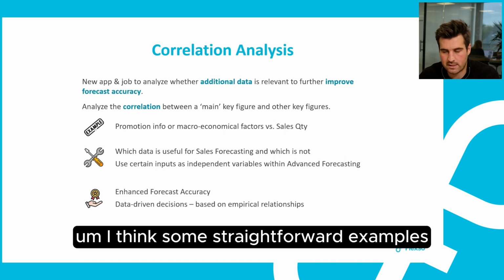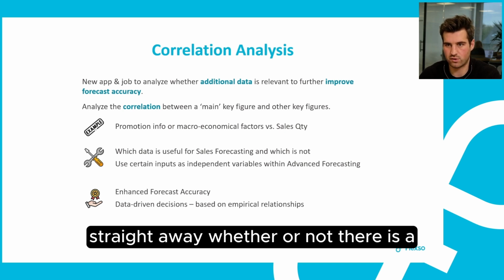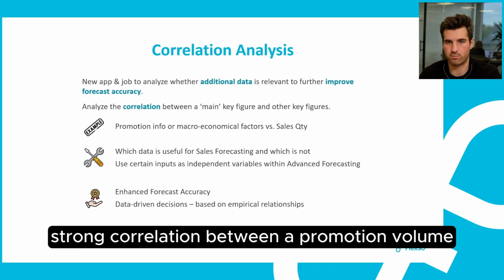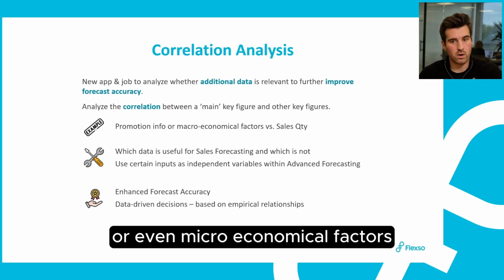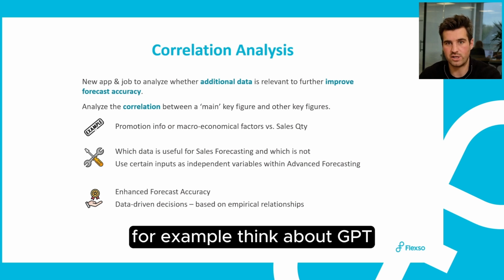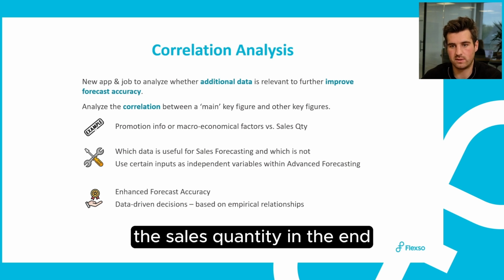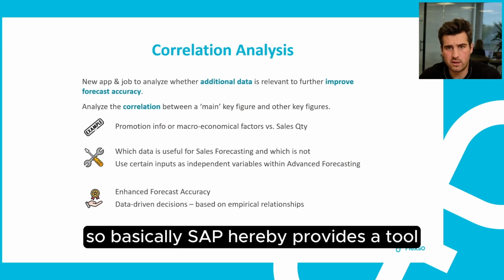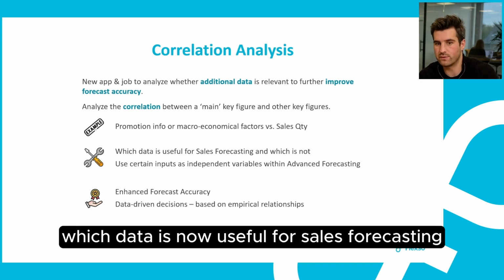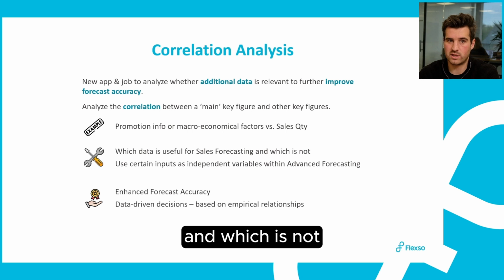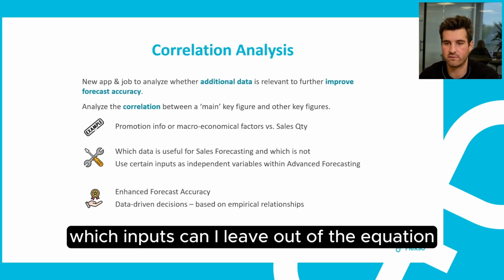Some straightforward examples we can straight away think of are, for example, promotional info, promotional volumes. We can see straight away whether or not there is a strong correlation between a promotion volume on the one hand and, for example, the sales that we see in the system on the other hand. Or even macroeconomic factors, for example, think about GDP. We can also see straight away whether they have an impact on the sales quantity in the end. So basically, IBP hereby provides a tool to see which data is useful for sales forecasting, and which is not. So which inputs should I consider in my forecasting algorithms, and which inputs can I leave out of the equation, let's say.